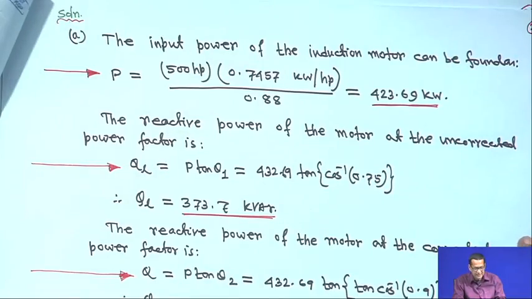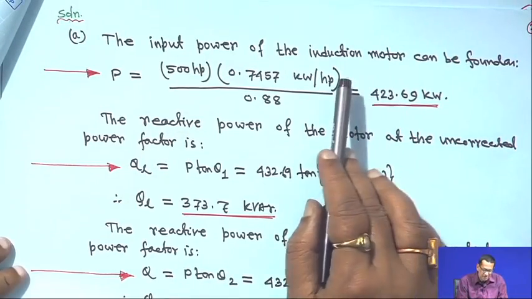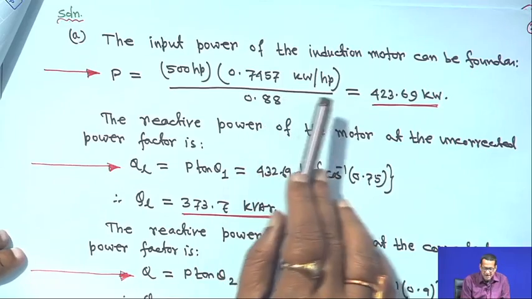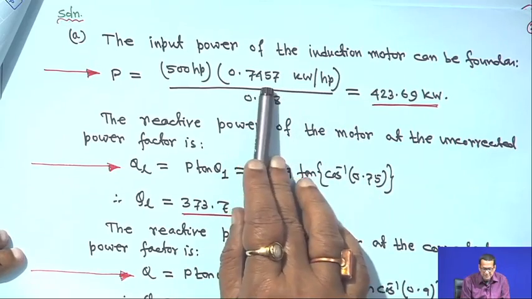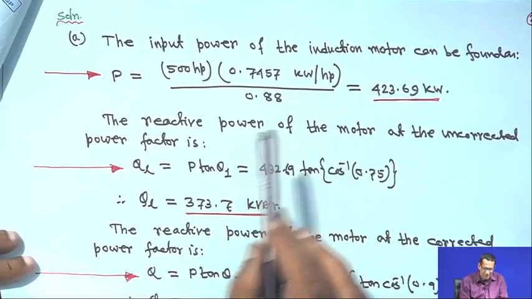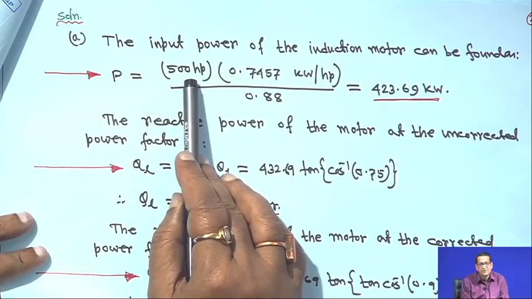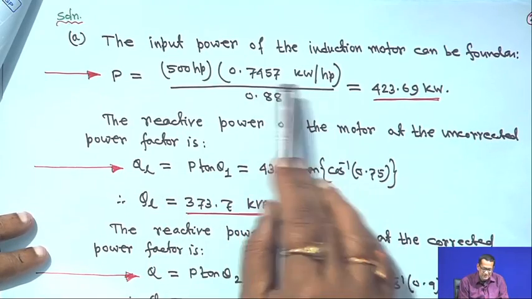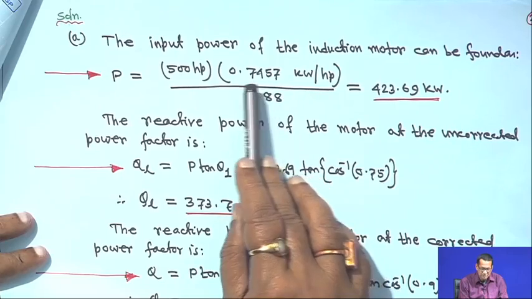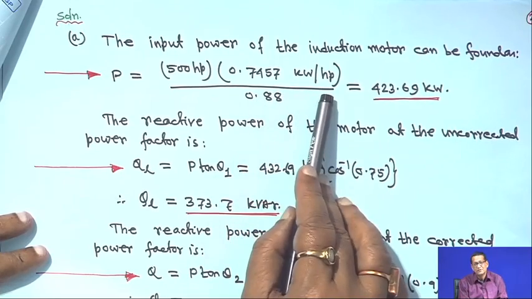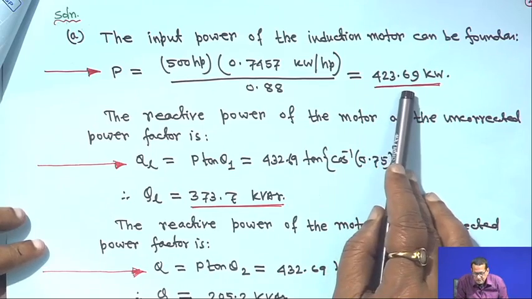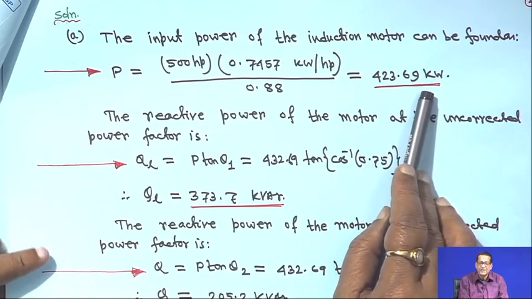First is the input power of the induction motor. The efficiency is given as 0.88 and 1 horsepower is equal to 0.7457 kilowatt. So, how are we writing it? P is equal to 500 horsepower times 0.7457 kilowatt per horsepower divided by the efficiency 0.88, which actually gives 423.69 kilowatt.